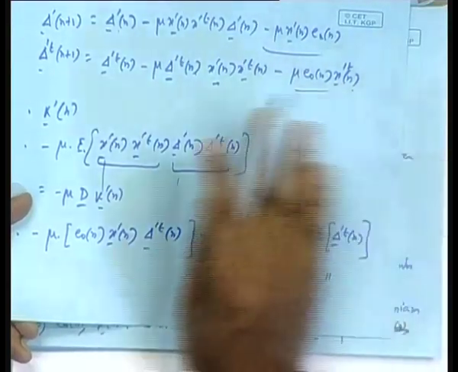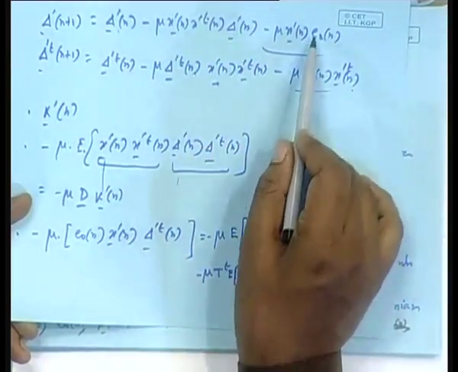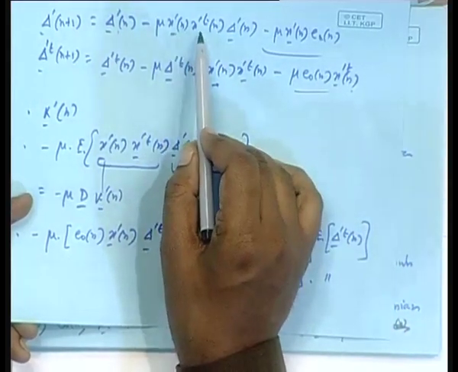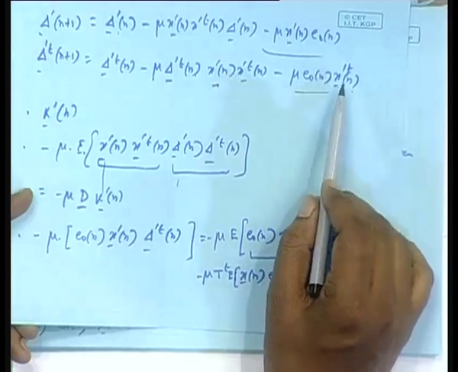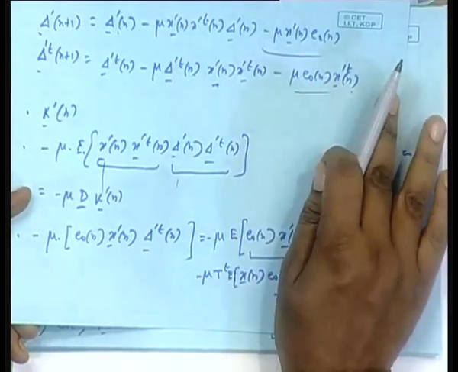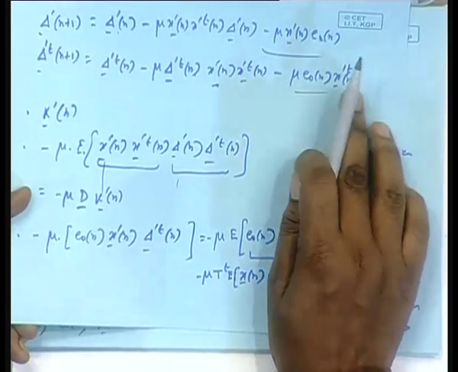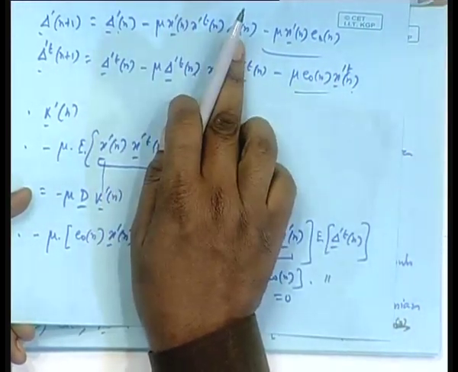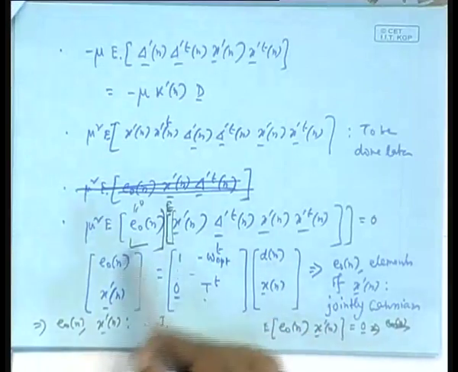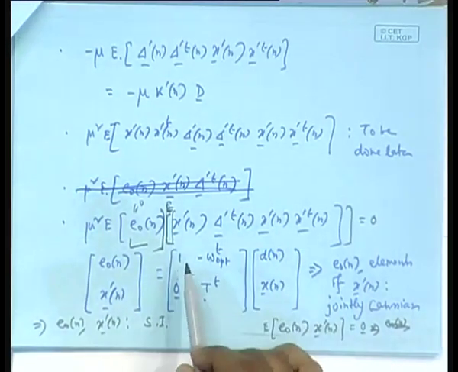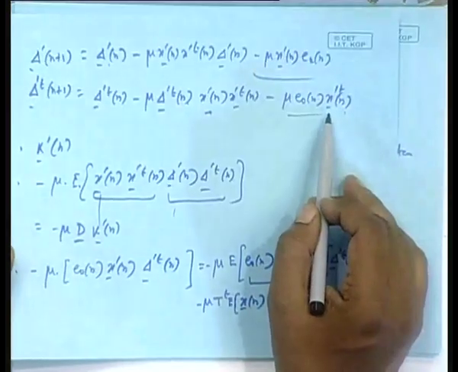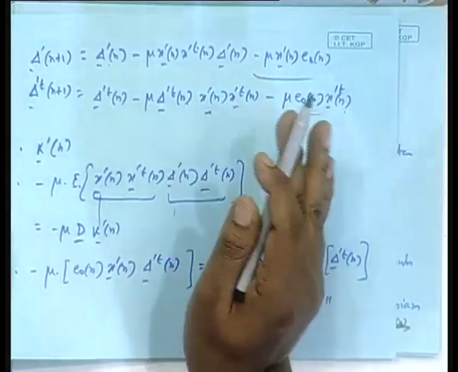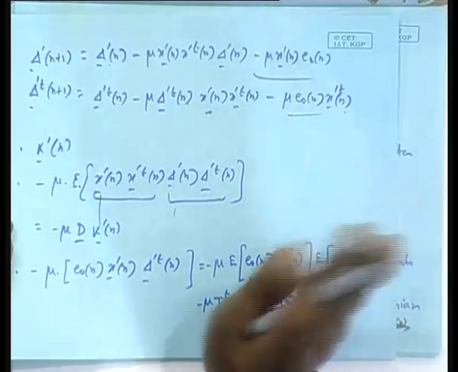I will write down what I am telling you. These have to be done separately. Here x prime transpose delta prime, x prime transpose e_o(n) separately. So e_o(n) is there, x prime n is there, again x prime n is there, delta prime is there. So again I will use this assumption, that e_o(n) itself is independent of x prime n also, delta prime n also. So the e_o(n) part can be separated out, E of e_o(n) will come separately, which is 0.